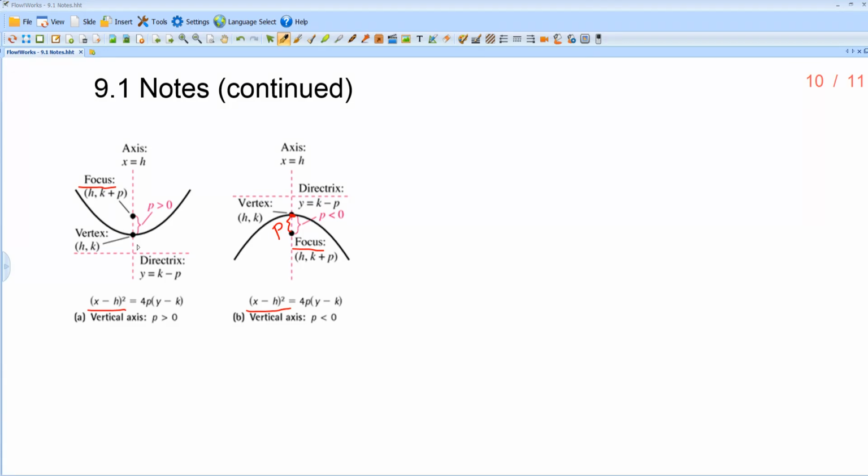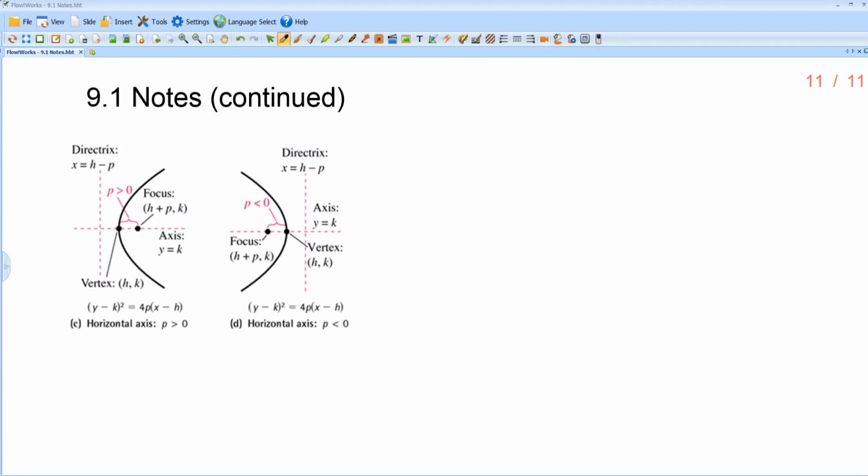So in this case, I think we said that p was 2. So we said, okay, if I had the vertex and I went up 2, I get the focus. If I'm at the vertex and I go down 2, I'm going to get the line of the directrix. Or here we said negative 4. If I go down 4, I get the focus. If I go up 4, I get the directrix.